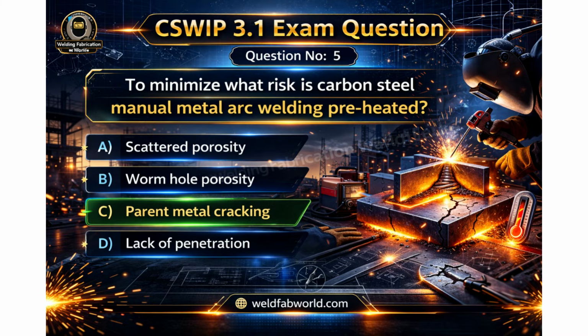Question 5. To minimize what risk is carbon steel manual metal arc welding preheated? Options A. Scattered porosity. B. Wormhole porosity. C. Parent metal cracking. D. Lack of penetration.